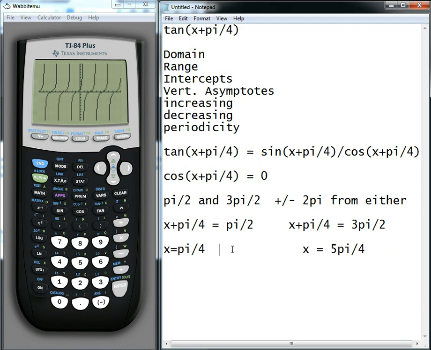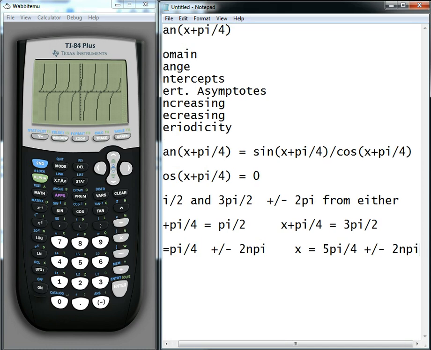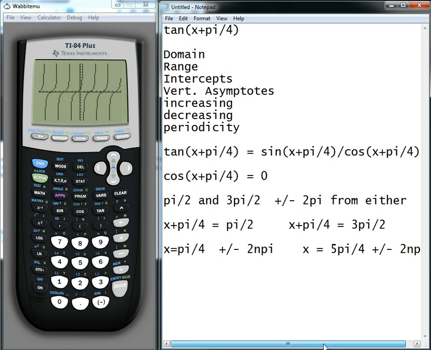And again, we can plus and minus 2 pi as many times as we want. I'm actually going to write 2n pi. And same thing here, plus or minus 2n pi. Okay. So those are where the asymptotes happen.